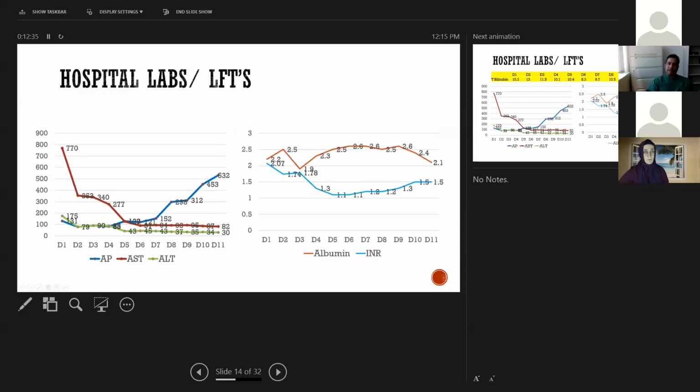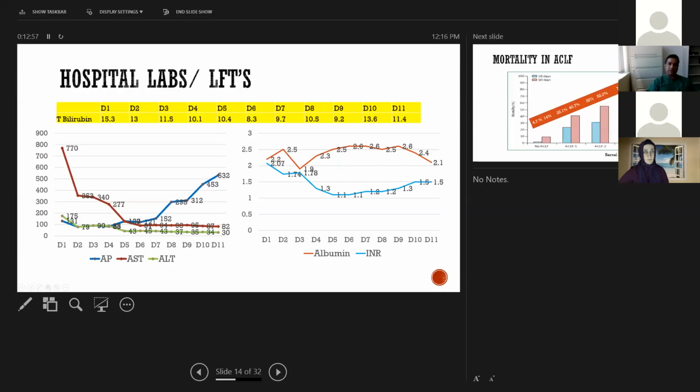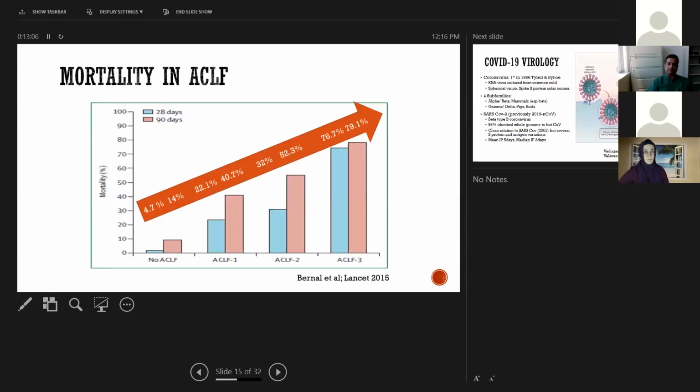Albumin, which is again one of the poor prognostic factors in COVID, remained between 2 to 3, which is represented by the red graph. INR, due to a lot of corrections with FFP prior to endoscopy and dialysis catheter exchanges, improved to a certain extent and plateaued at around 1.5 by day 11. Bilirubin also followed the same trend. By day 6 or day 7, things were better, and by day 11, got slightly worse.